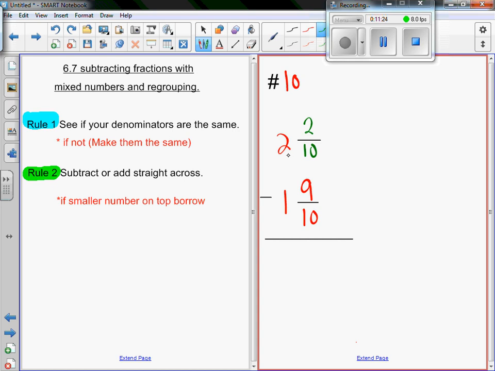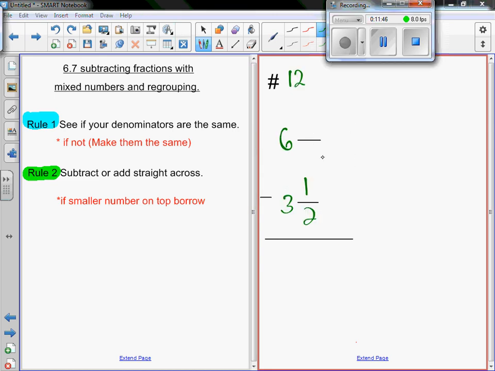Okay? The top's too small, so I have to borrow. Borrow from right here. That makes that a 1. And I add 10 to the top, which is 12. 12 minus 9 is 3. My denominator stays the same. And 1 minus 1 is 0. You don't need to write the 0. So your answer for number 10 is 3 tenths.